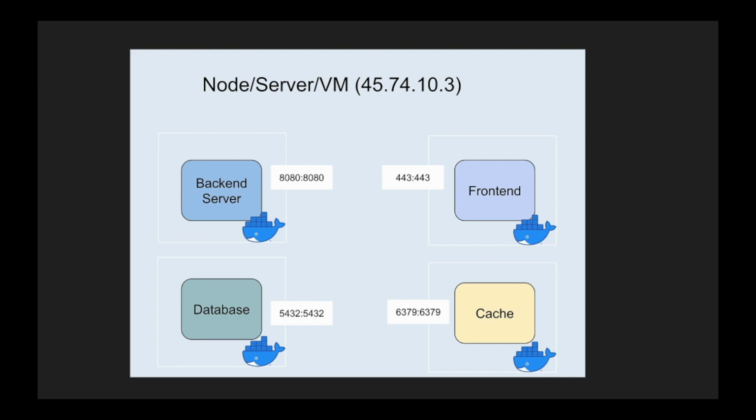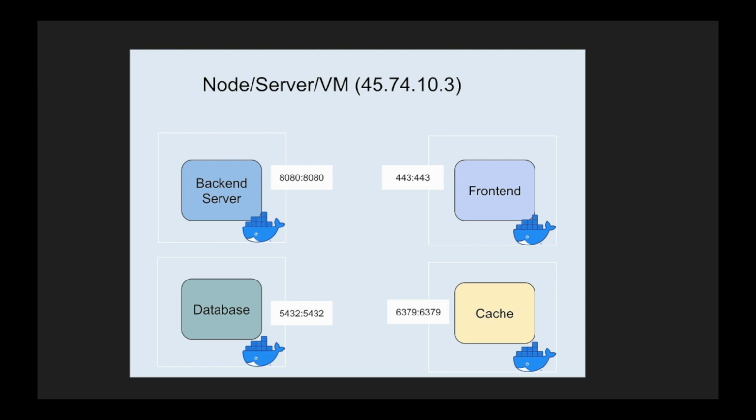So port 8080 of the backend server is mapped to port 8080 of the host, and for the frontend you are mapping 443, and for the database you map 5432 to 5432 on the host, and similarly you do it for the cache. This works fine when you just have one container of each type of application or each type of component.